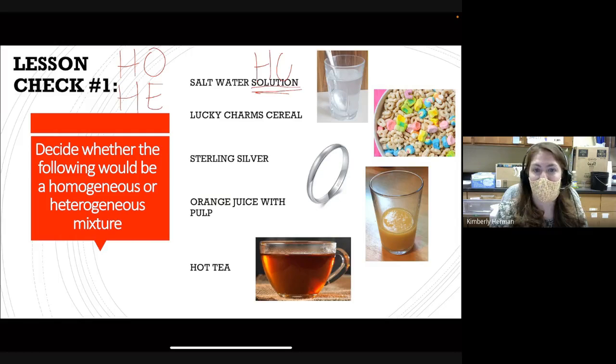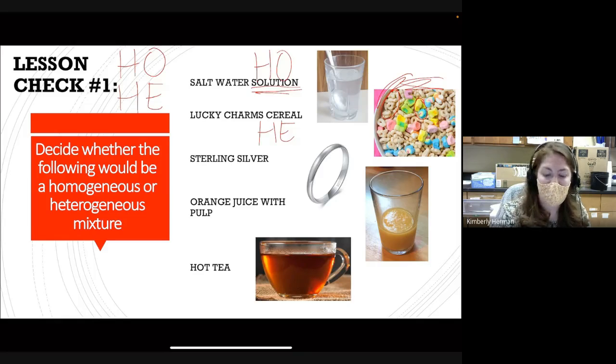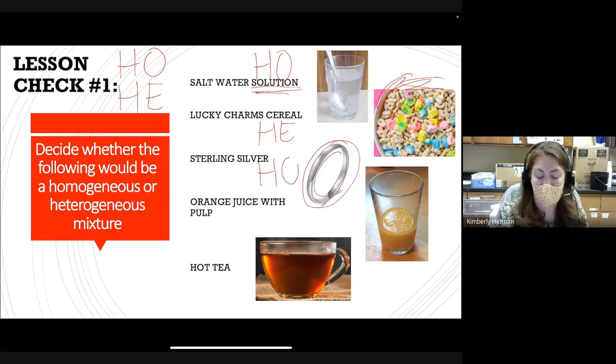We have Lucky Charms cereal. We can see that there's different cereal pieces, there's different marshmallows. So we would say that's heterogeneous. If we added milk in there, there's another layer or phase to it. Sterling silver. So if we take a look at this ring, we would want it to be the same or different throughout. The same, awesome. So we're going to have HO for that.